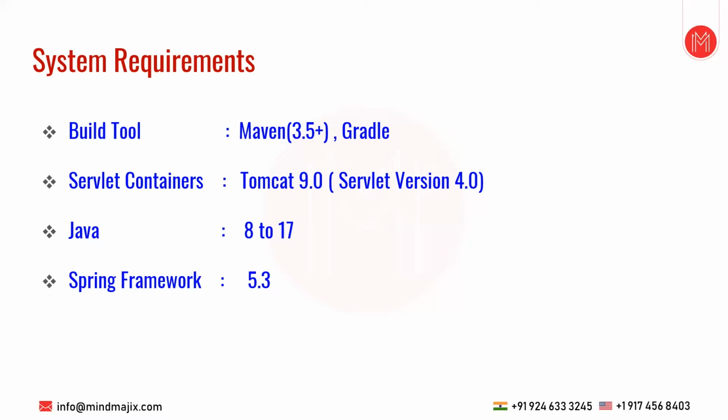And Tomcat 9.0 supported servlet version is 4.0. And when it comes to Java, never mind, you can work with 8 or 9 up to 17, whatever the version, there is no problem. And Spring Framework is 5.3. These are the minimum system requirements to implement your application.